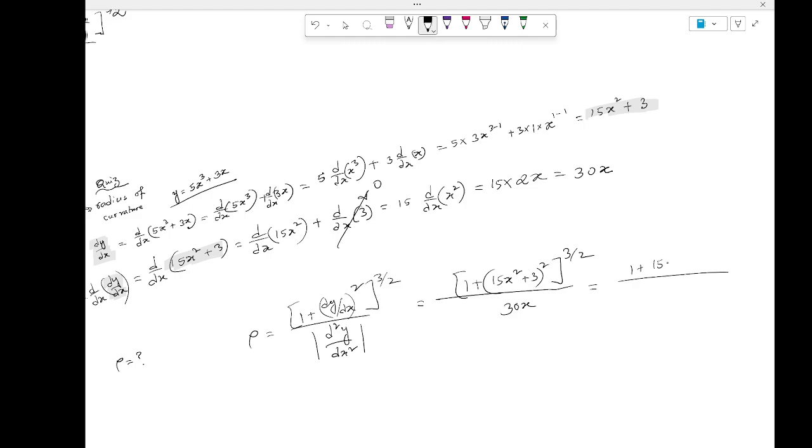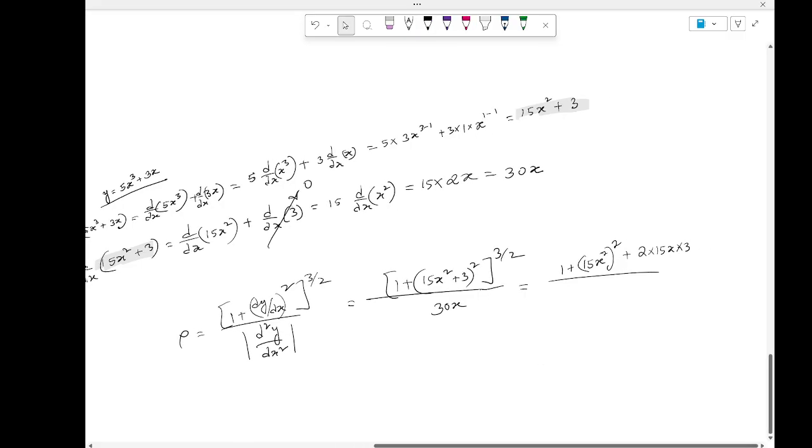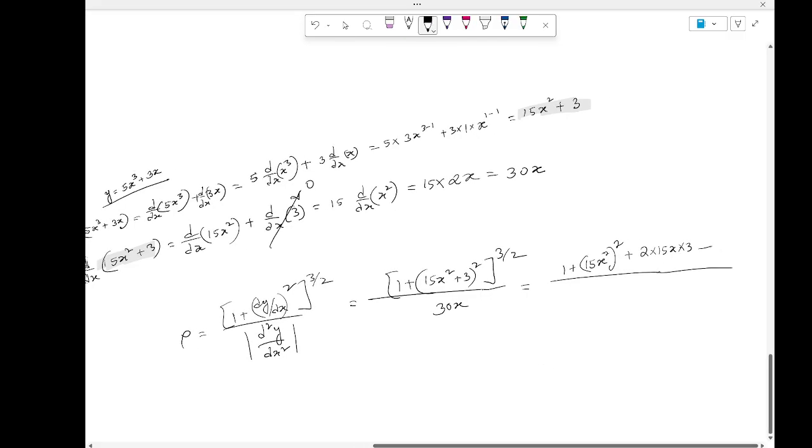But if you want to do it manually, then it should be something like that, right? 2 multiplied by 15x multiplied by 3. I won't be solving it though. It seems like too much work manually. So the whole thing should be 3 over 2. Okay, it is actually too much work.